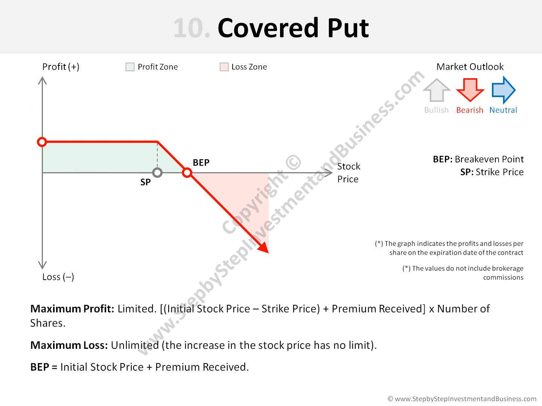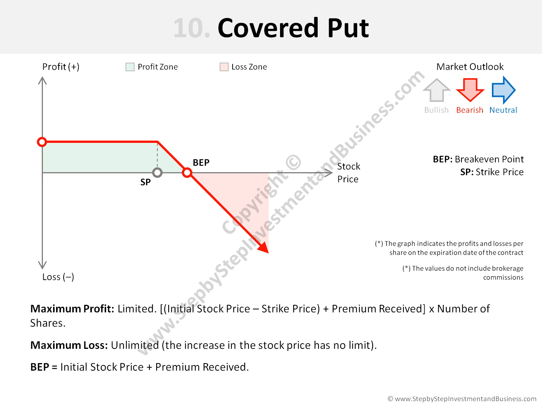Here we can see the risk graph of the position. What we are seeing is a graph with two axes. On the vertical axis, profits and losses of the position are indicated, and on the horizontal axis, the stock price is indicated. It is important to mention that the graph indicates the profits and losses per share on the expiration date of the contract, and besides, the values do not include brokerage commissions.